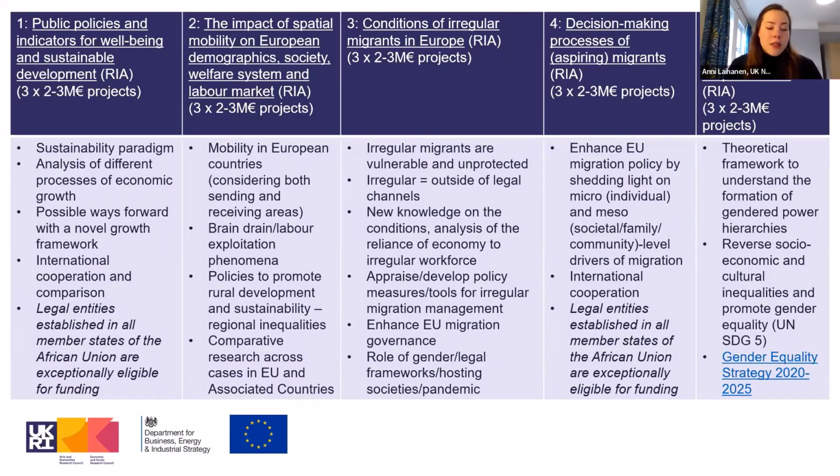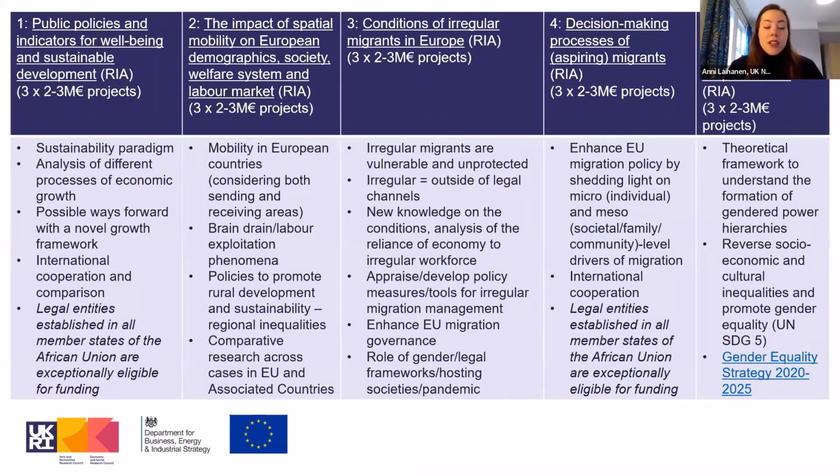Topic 2 focuses on mobility in European countries, covering both sending and receiving areas. Projects should cover brain drain and labour exploitation phenomena, and identify policies to promote rural development and sustainability and address regional inequalities. There should be comparative research across cases in the EU and associated countries.